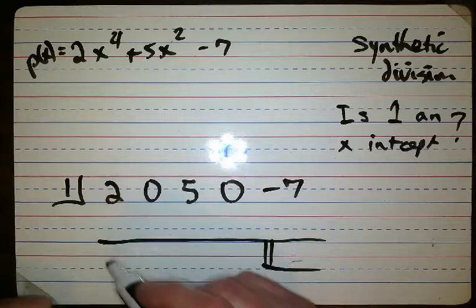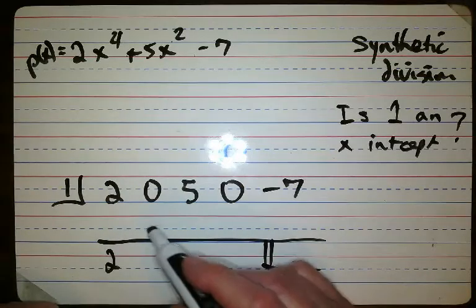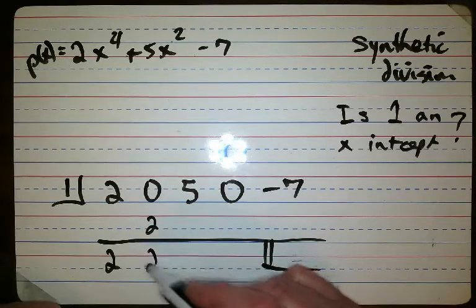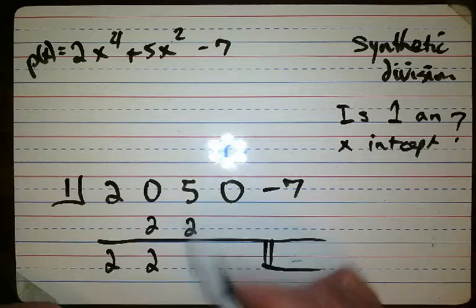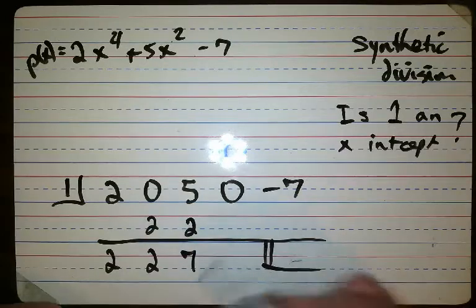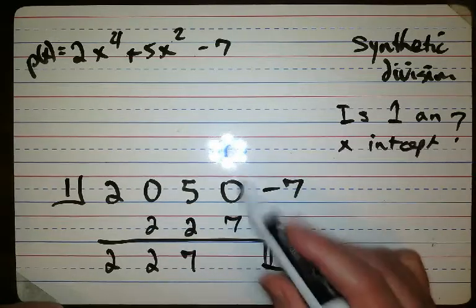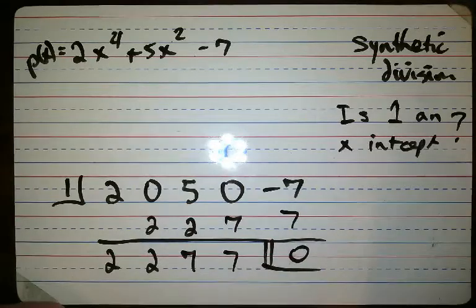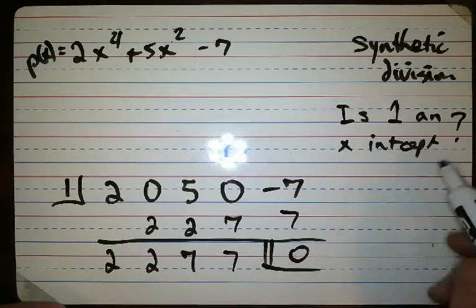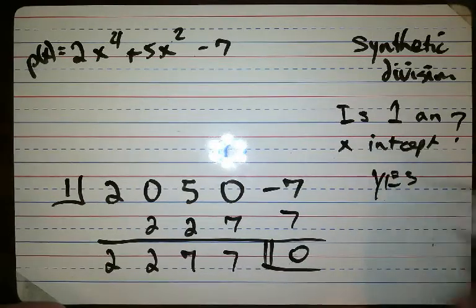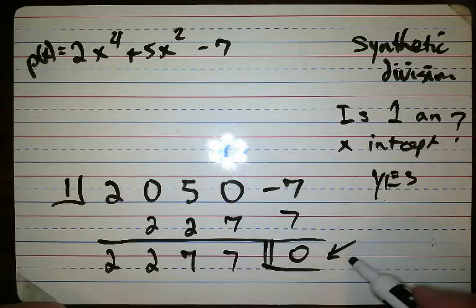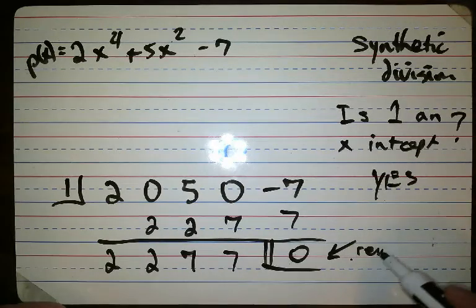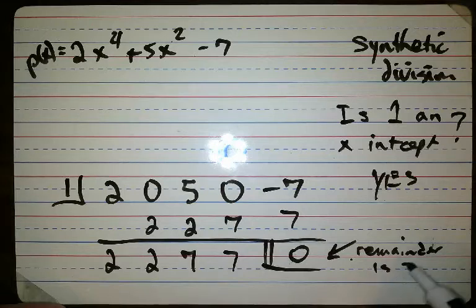Right? So 2 drops down times 1 is 2. I add it. Times 1 is 2 again. I add it. Times 1 is 7. I add it. Still 7. Times 1, still 7. Hey, is this an x-intercept? Yes. How do I know? The remainder is 0. That means it's an x-intercept.